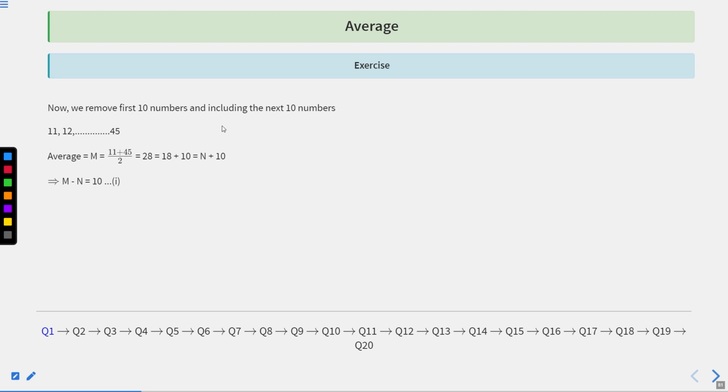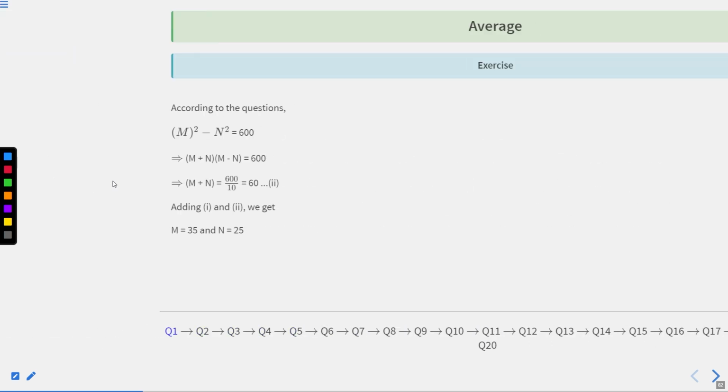Now we remove the first 10 numbers and include the next 10 numbers: 11, 12 up to 45. So this is our new sequence. So the average m will be equal to 11 plus 45 upon 2, equal to 28, which is 18 plus 10, which is equal to n plus 10. So it is actually m equal to n plus 10, which can also be written as m minus n equal to 10. So this is equation number 1.